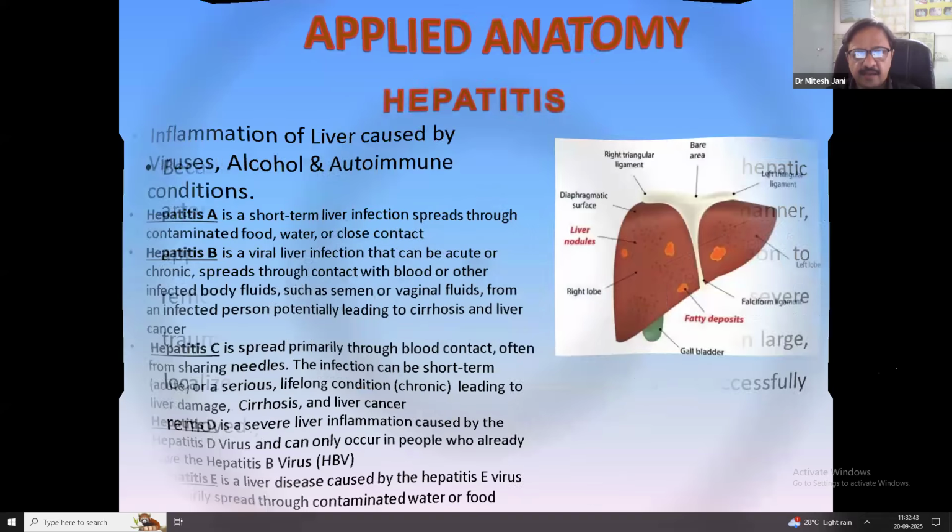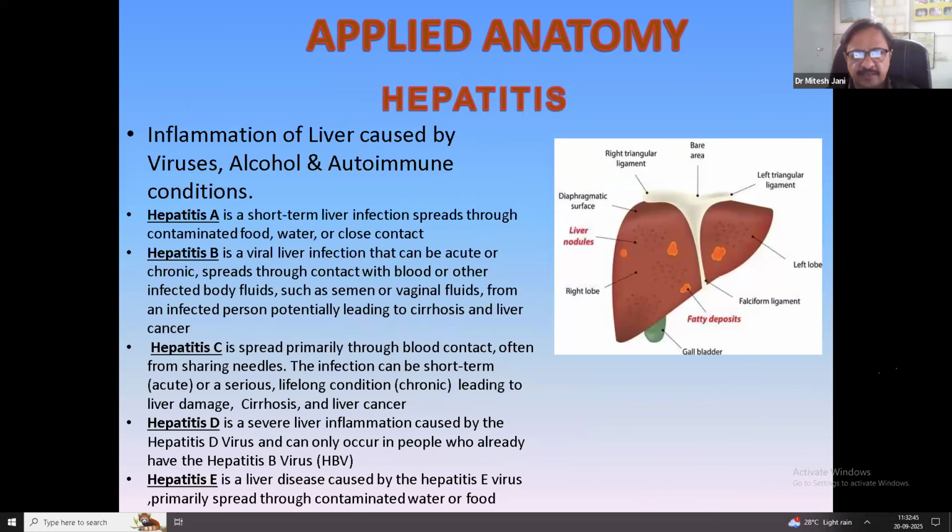Now the other one is hepatitis, where itis means inflammation. So inflammation of the liver is called hepatitis, caused by viruses, alcohol, and autoimmune conditions. There are different types of hepatitis. Hepatitis A: now, how is it spread? Through contaminated food, water, or close contact.